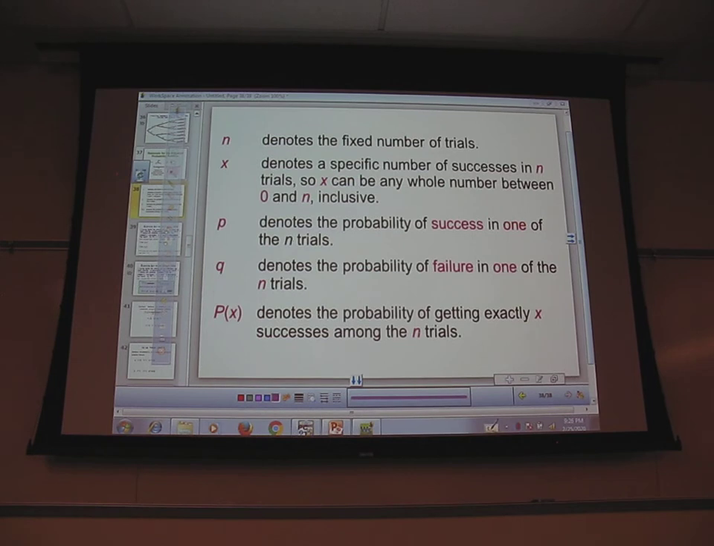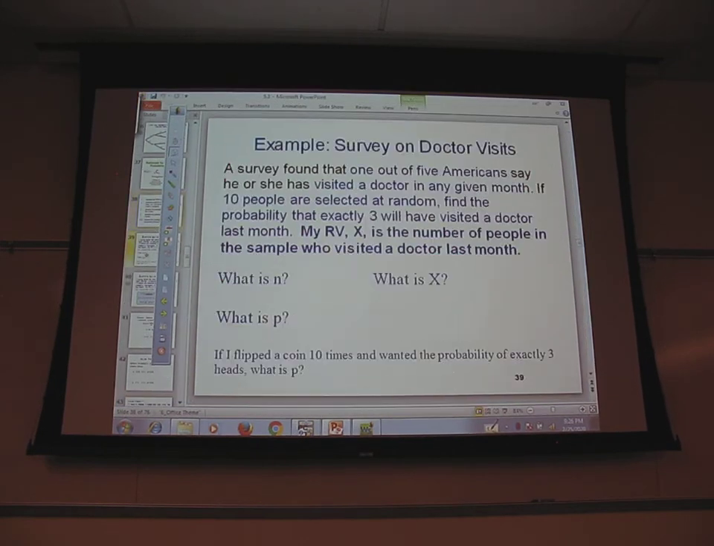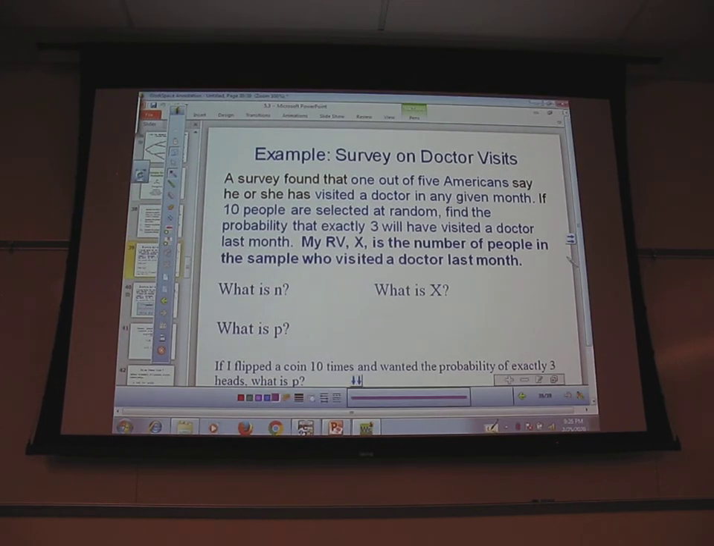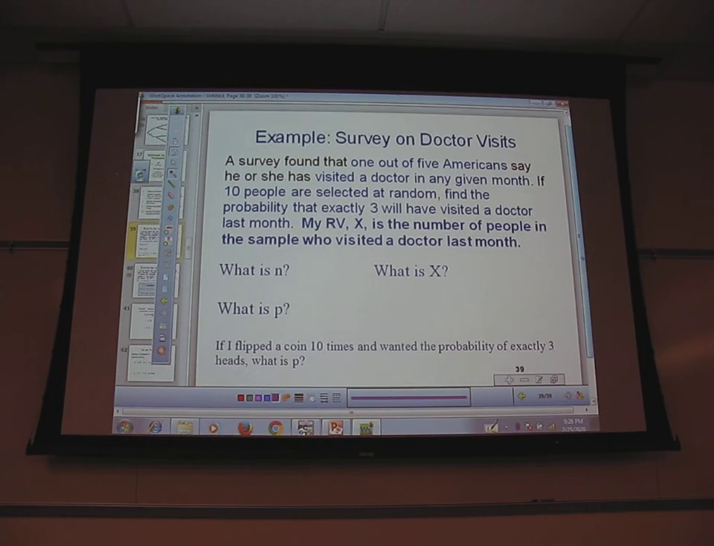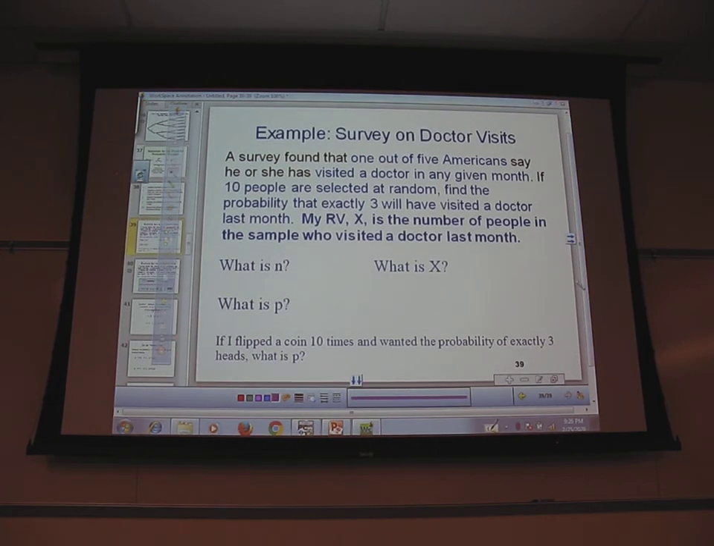All right. Here is an example. Adam, go ahead and read for me. Example, survey on doctor visits. A survey found that 1 out of 5 Americans say he or she has visited a doctor in any given month. If 10 people are selected at random, find the probability that exactly 3 will have visited a doctor last month. Let X be the number of people in the sample who visited a doctor last month. What is N, what is X, what is P?